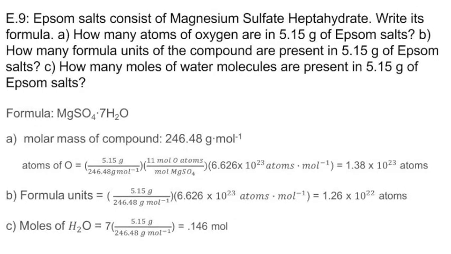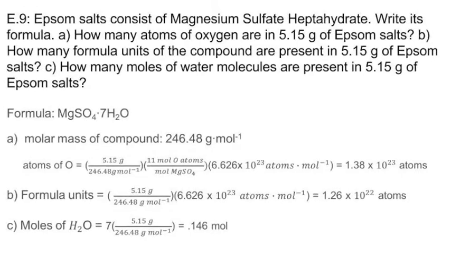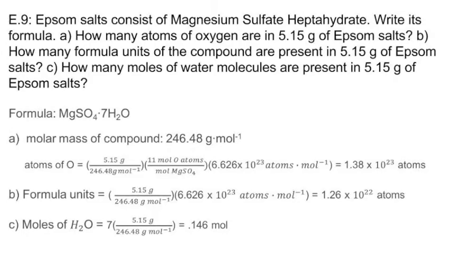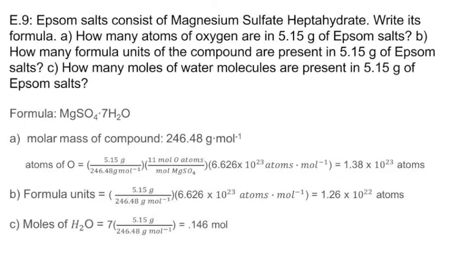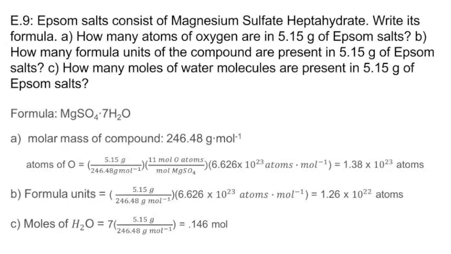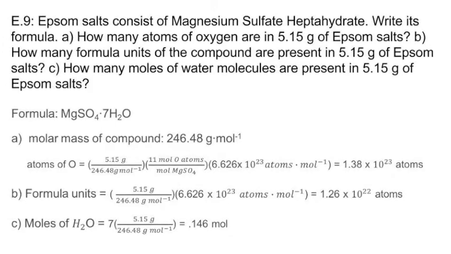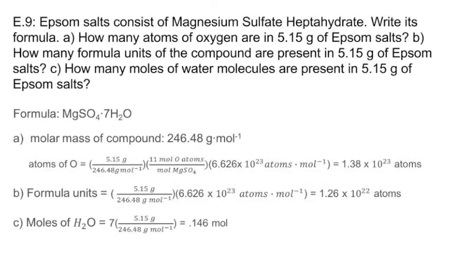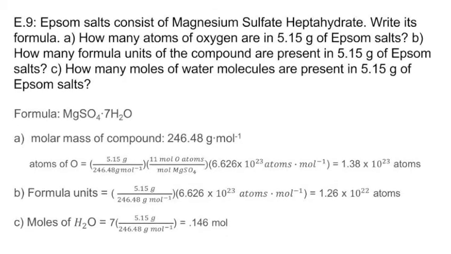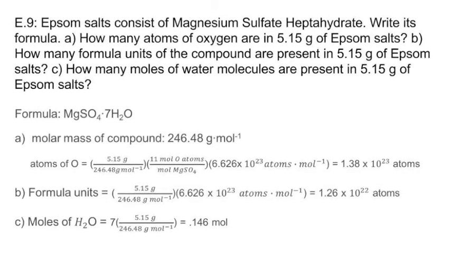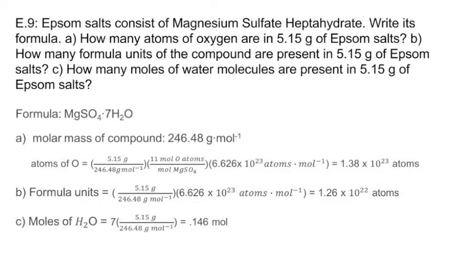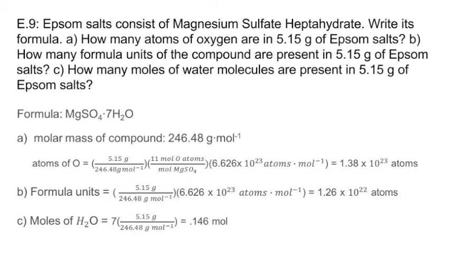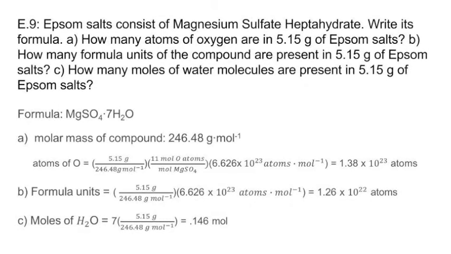And then we multiply this by 6.022 times 10 to the 23rd atoms per mole, since we're finding the number of atoms. And this comes out to 1.38 times 10 to the 23rd atoms. For part B, we find the formula units by dividing 5.15 by 246.48 and multiplying this by 6.022 times 10 to the 23rd, which comes out to 1.26 times 10 to the 22nd formula units.